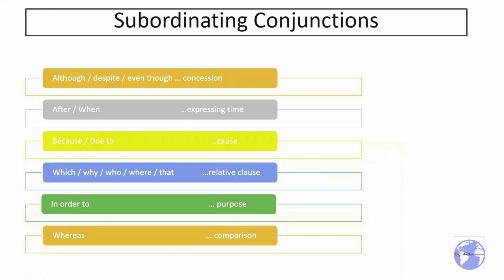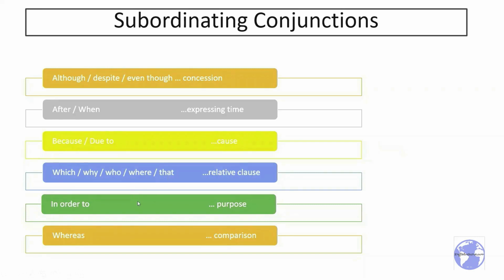Because, due to, relate to cause. Well, because you didn't study, you failed your exam. Relative clauses are included as complex sentences. You're already familiar with them. A relative clause, that is the White House where I lived as a child.